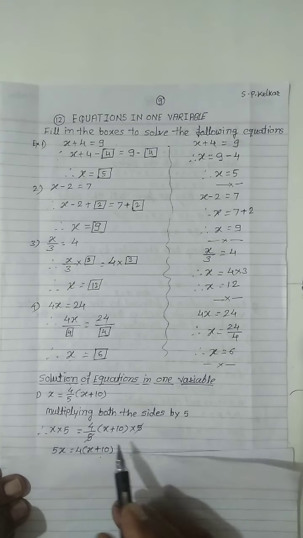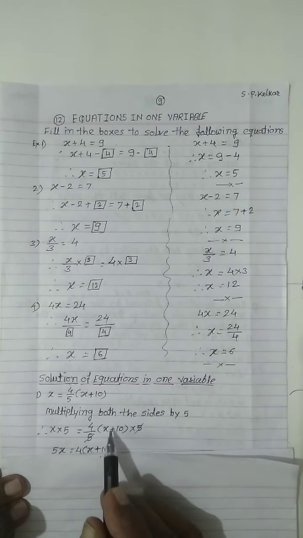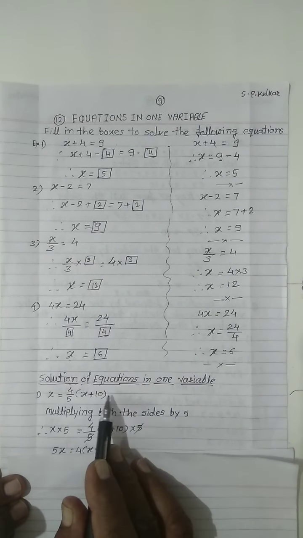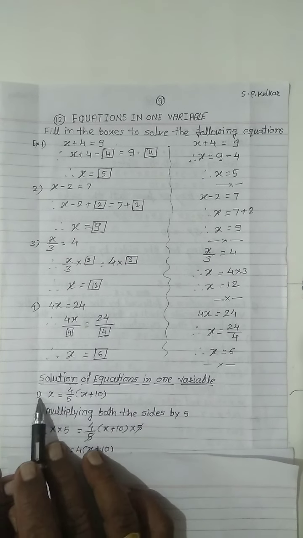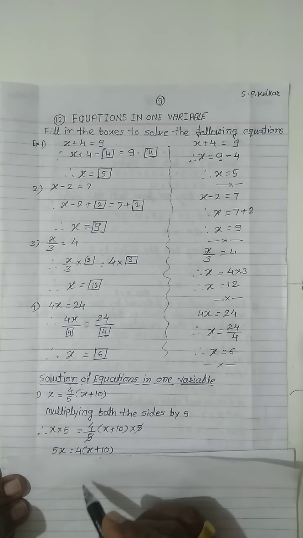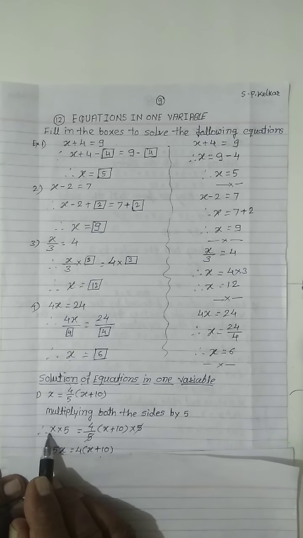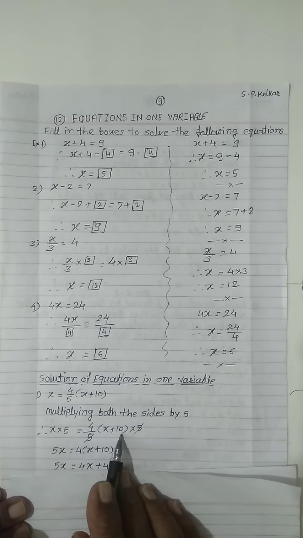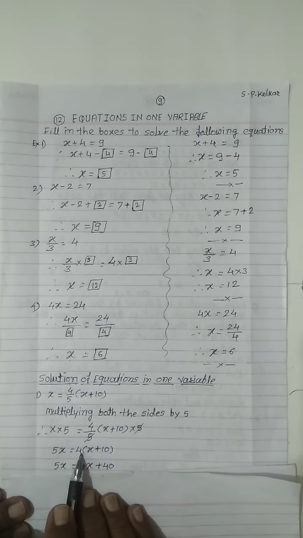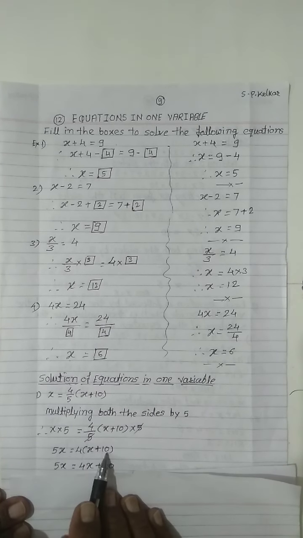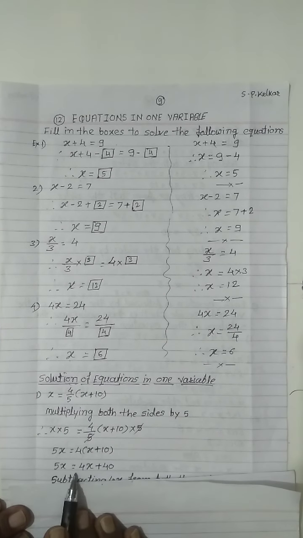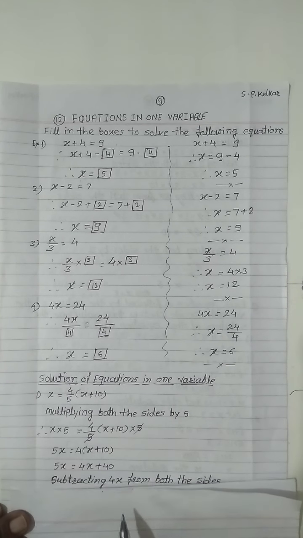So x into 5, and again 4 upon 5 in bracket x plus 10 bracket close into 5, means we multiply this side by 5 and this side also by 5. So this 5 and this 5 cancel. Here x into 5 is 5x. Then we write down 4 into bracket x plus 10. Then multiply this 4 to the x and also to 10. So 4 into x is 4x, 4 into 10 is plus 40. 5x equal to 4x plus 40.